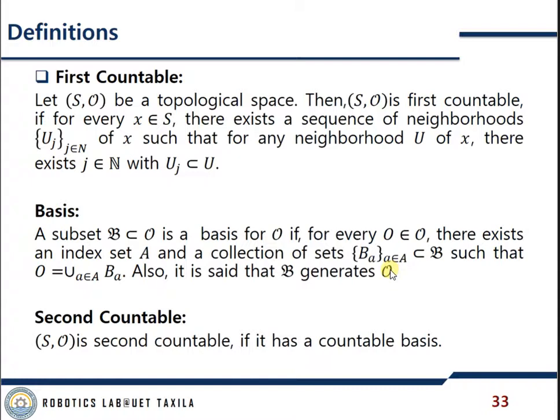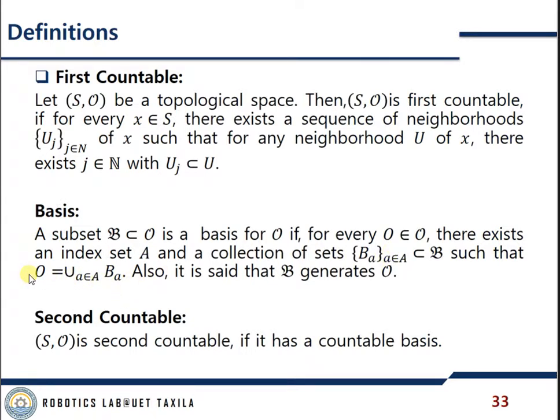Let me try it one more time. Basically, it is saying that for every O that belongs to O, an index set A exists, and a collection of sets B_alpha, where alpha belongs to the index set A, which is a subset of B. So you can define this O, which is a member of the topology, such that if you combine all these B_alpha, the union becomes O.